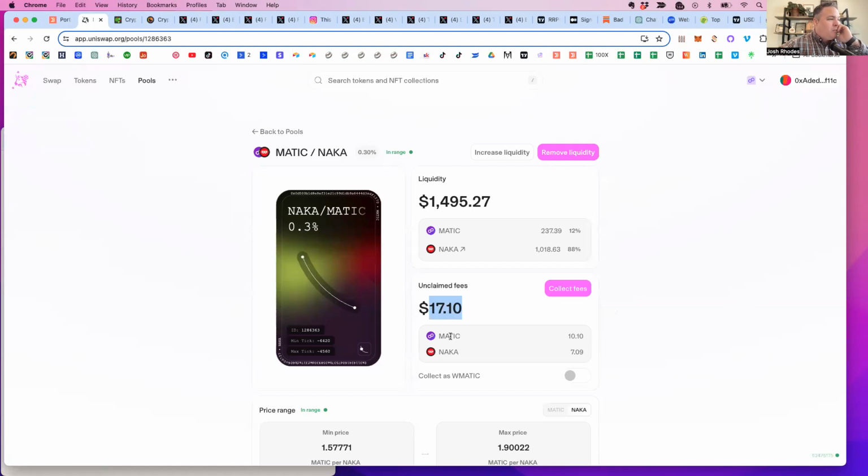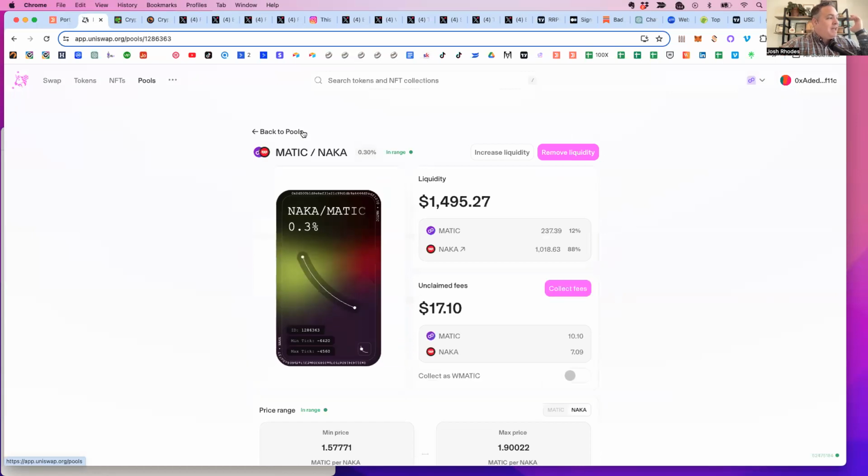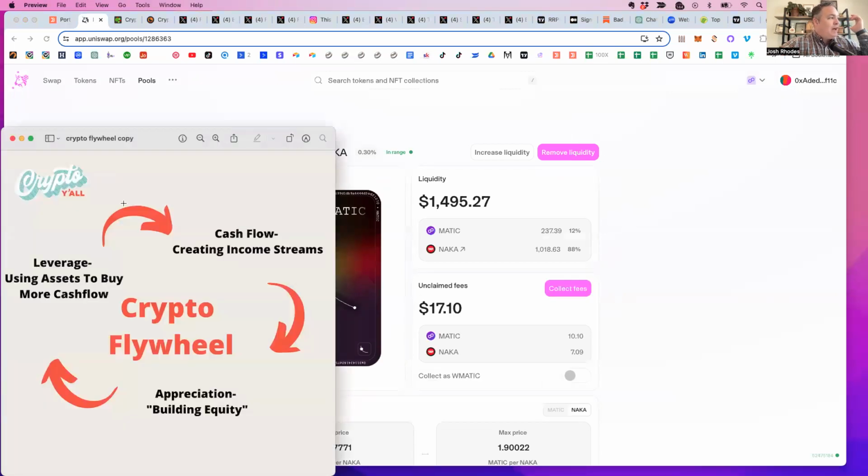Or I can buy more Matic and more Naka, or I could just buy all Naka and just start stacking Nakamoto Games because I think it can 50x from here. Or I can put it right back into this farm and increase the liquidity and snowball it inside this vehicle. You have a lot of options. At the end of the day, it comes back to your flywheel.